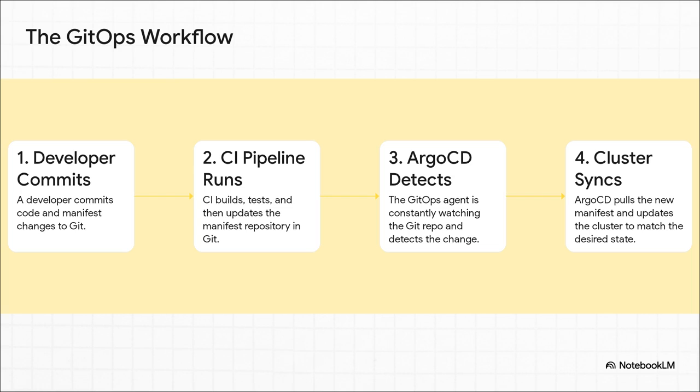Okay, check this out. It all starts with the developer, just doing their job, committing a change to Git. From there, a continuous integration, or CI pipeline kicks in to build and test the code. If everything looks good, the pipeline automatically updates the configuration files, the blueprint, in Git. The moment that happens, the GitOps agent, ArgoCD, sees the change. It pulls down that new blueprint and syncs the cluster to match. And this whole thing just becomes this beautiful, self-correcting loop. Git is always the source of truth.